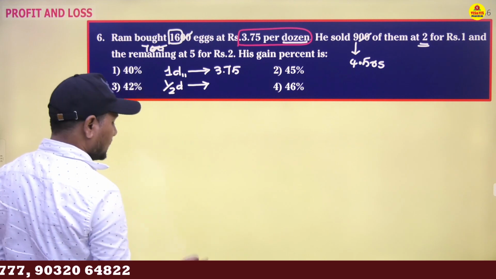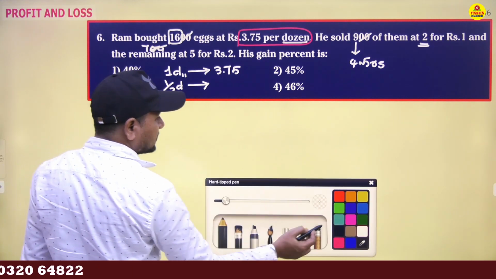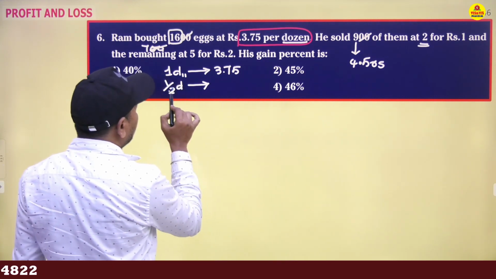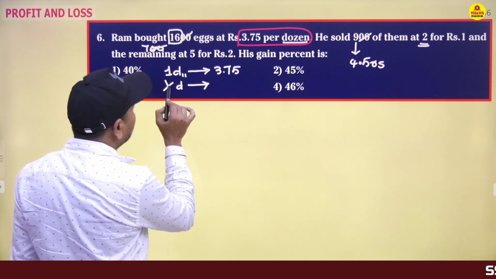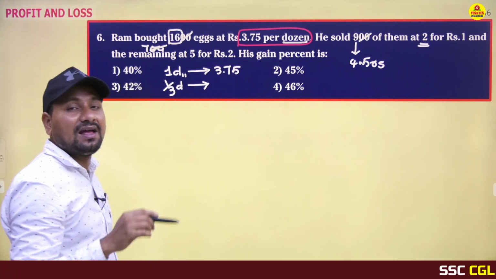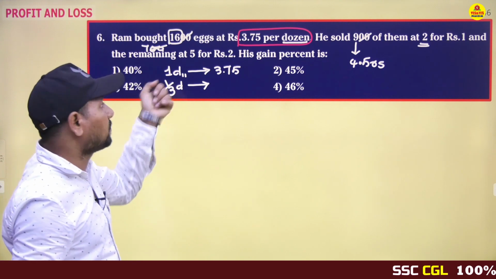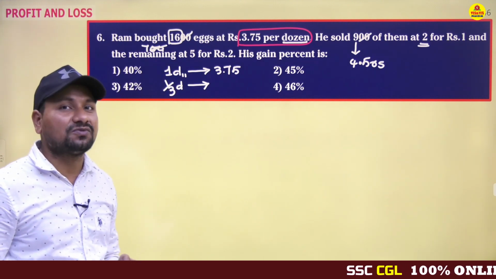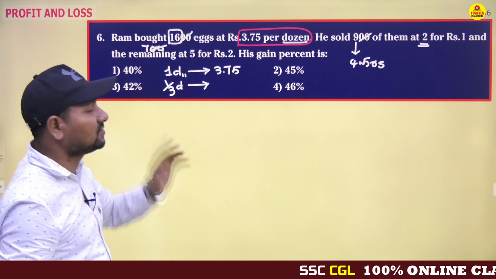This is the way you can consider. That means 4x is nothing but 1/3 of a dozen. Okay, 1/3 of a dozen. So 1 dozen means 12, and 1/3 of a dozen means 4. 4 plus 12 becomes what? 4 plus 12 is equal to 16.